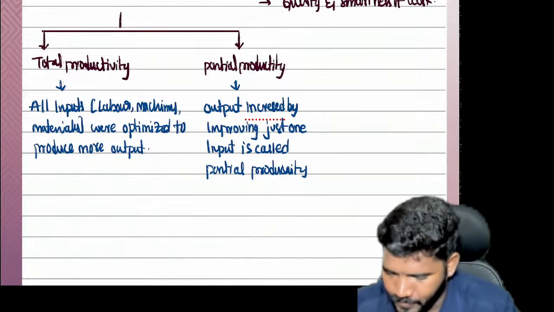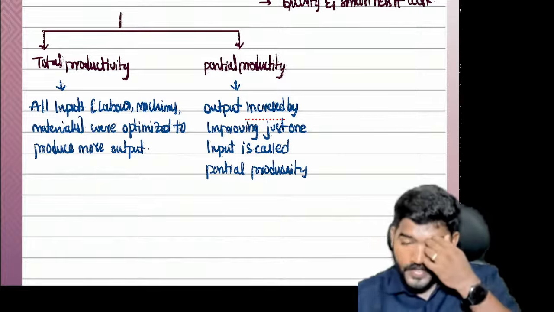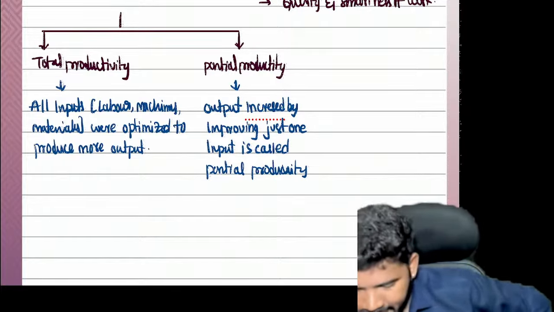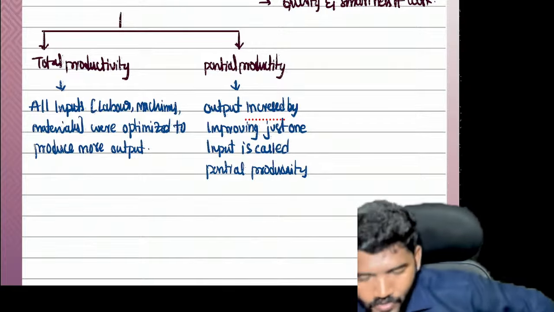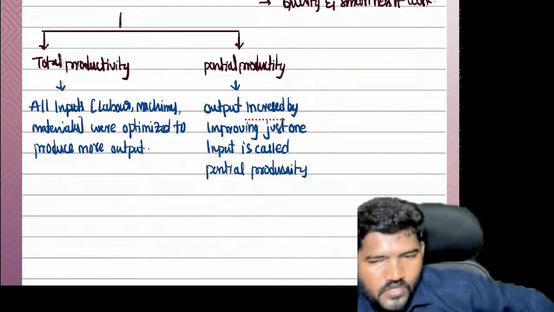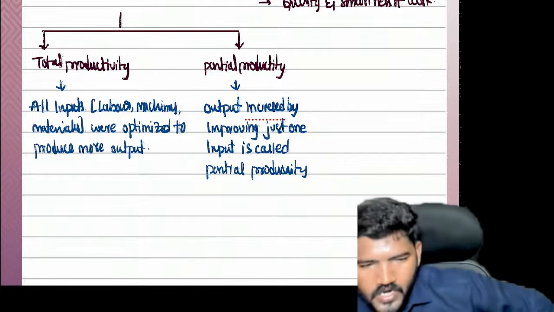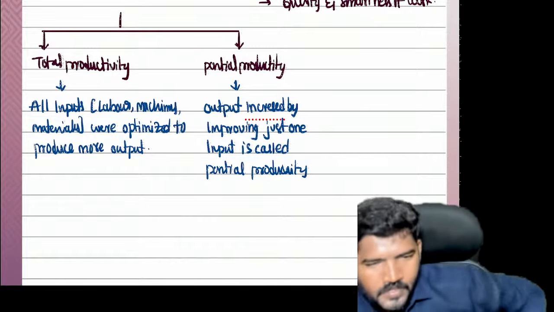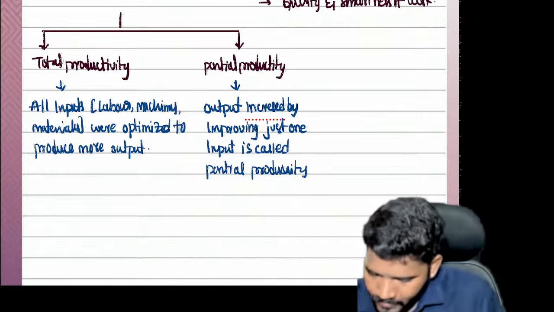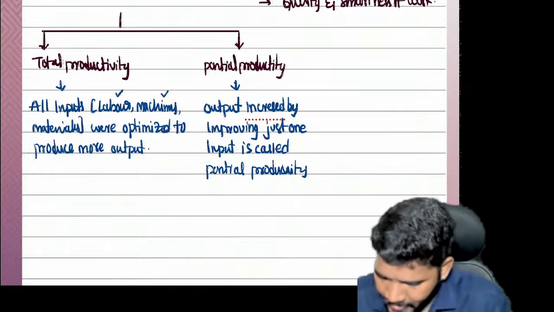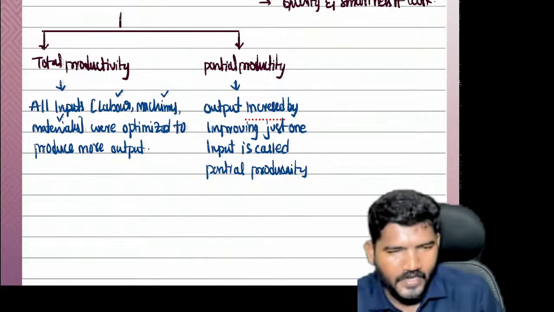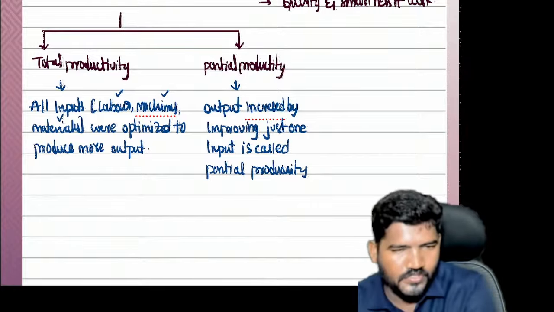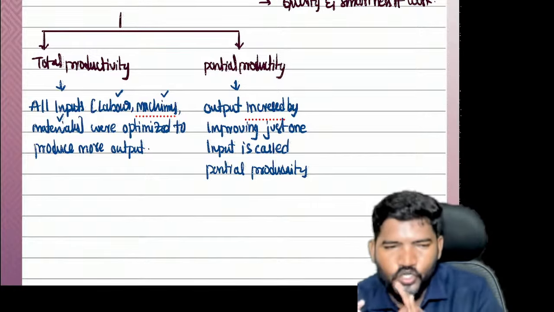Let us take an example to understand this. For example, a car manufacturing company is increasing its production from 100 cars a day to 130 cars a day. Generally they produce 100 cars; now they are increasing that to 130. How is it possible? By improving labor, machinery, and materials, they increased all inputs. That's why it is called total productivity.